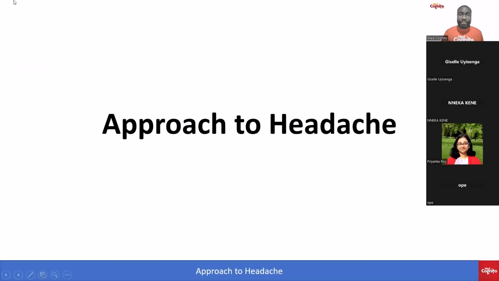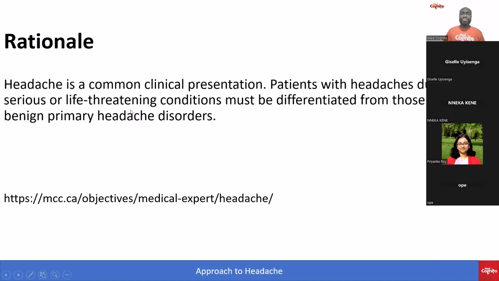Approach to headaches. Okay, so it starts with the rationale. Every objective of the MCCQE1 starts with the rationale, and the rationale is what is going to guide you in your studies. It says that headache is a common clinical presentation, and patients with headaches due to serious or life-threatening conditions must be differentiated from those with benign primary headache disorders. So that's the very first thing you have to keep in your mind.